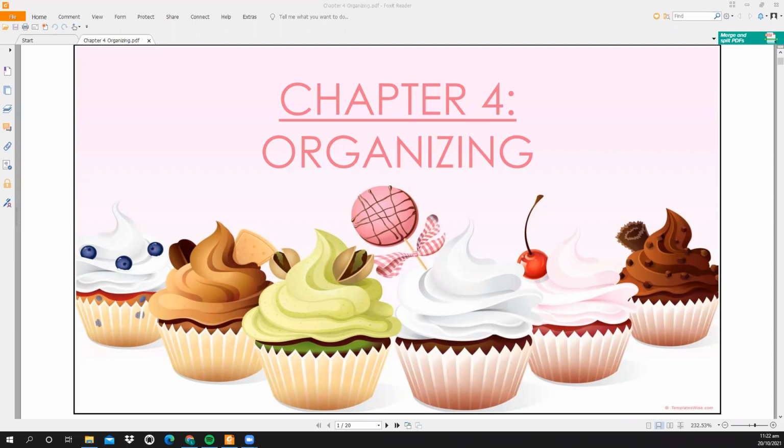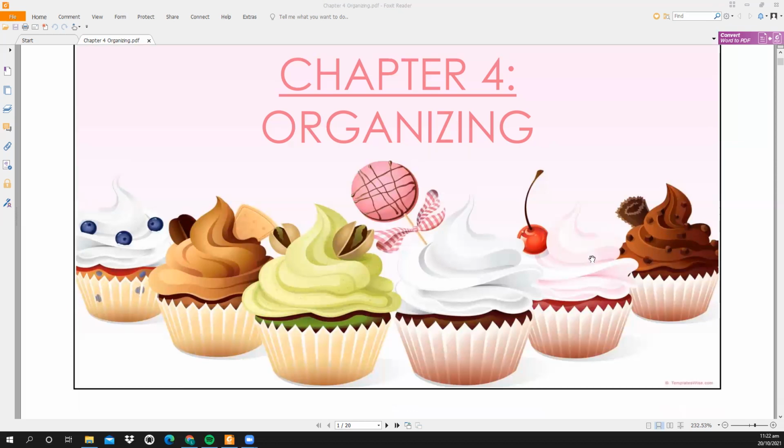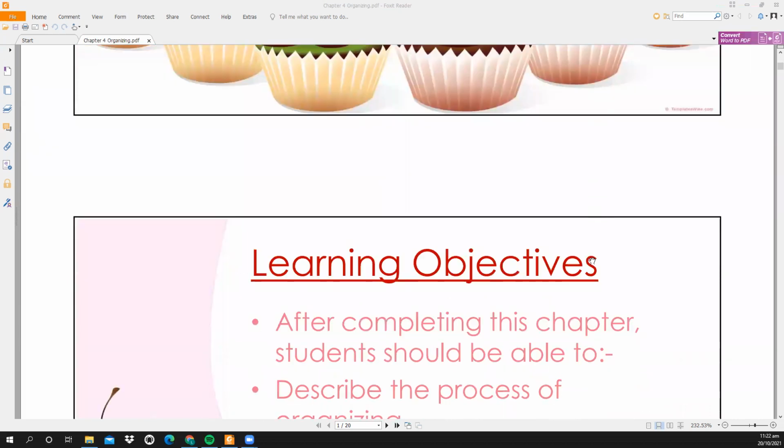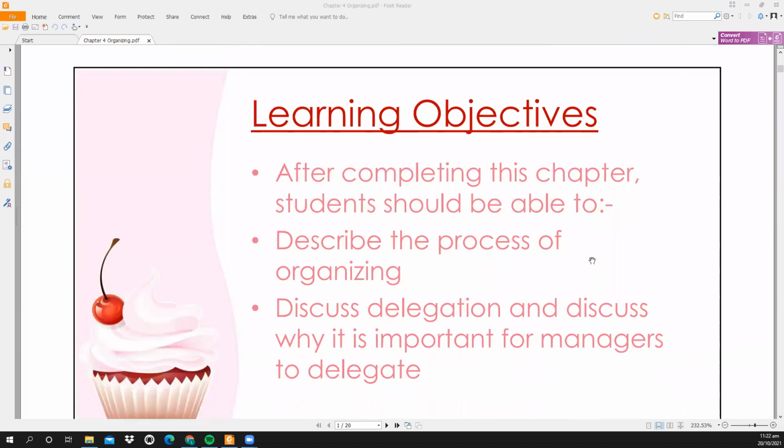So today we're going to discuss chapter 4 of Organization and Management, titled Organizing. We have already discussed planning and forecasting last week. And now we're going to discuss organizing. So we're already in the second stage of the managerial function. The first is planning, and then the next one is organizing.